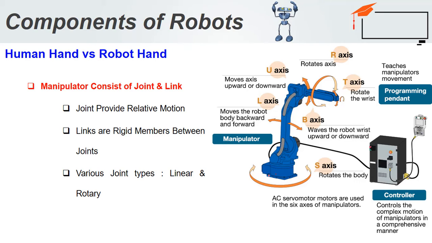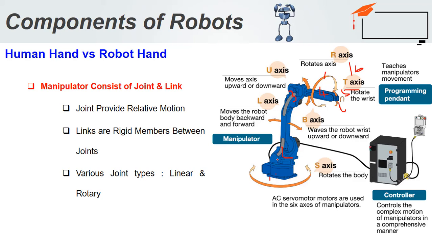I have joint 1, joint 2, joint 3, joint 4, joint 5, joint 6. I have a total of 6, which rotate the wrist: S axis, L axis, U axis, B axis, and then R axis, and then T axis. This is the B axis, and this is the R axis. The fourth axis is the R axis, the fifth axis is the B axis, and the sixth axis is the T axis. In total, I have 6 axes.